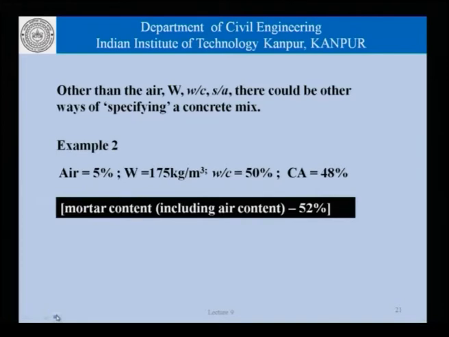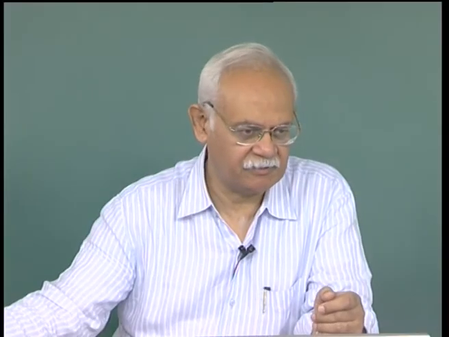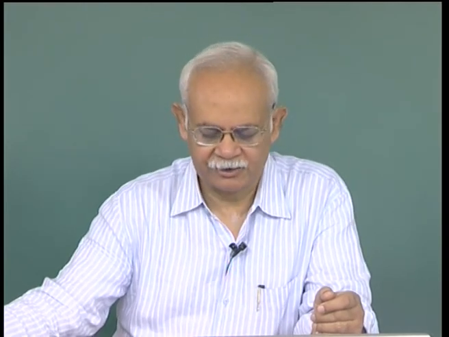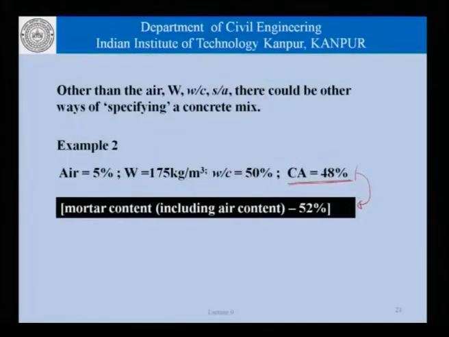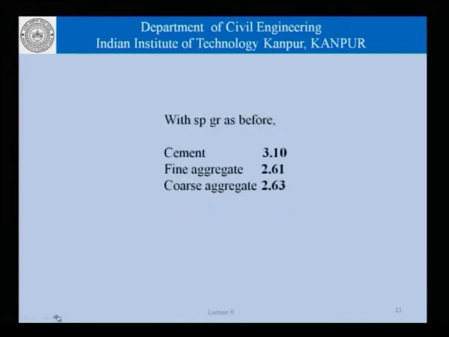Now, in another example, we can work with fixing the coarse aggregate content at 48%. We want at least 48% or at most 48% or whichever way we want to do it. We fix the coarse aggregate content in the concrete mix. What this implies is that we are fixing the mortar content to be 52%.